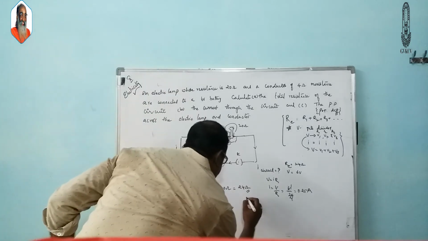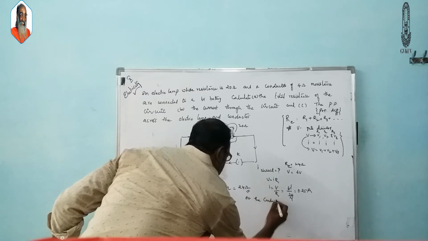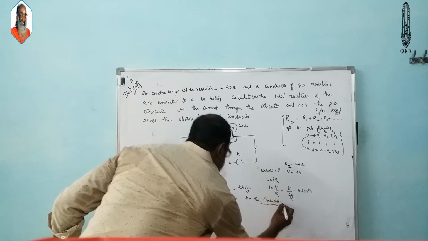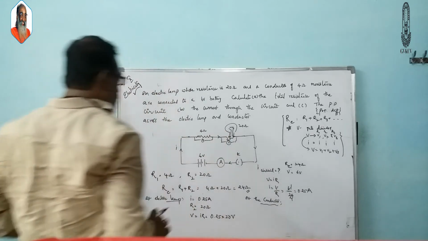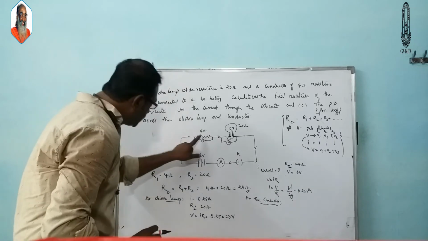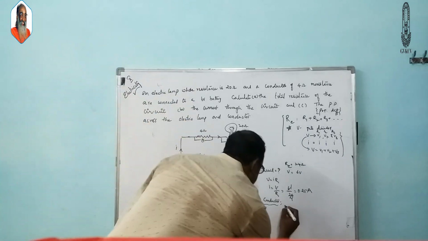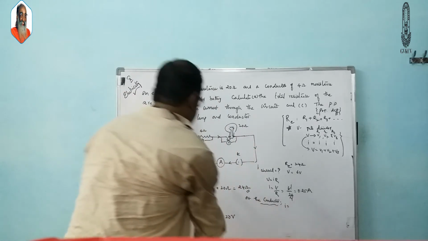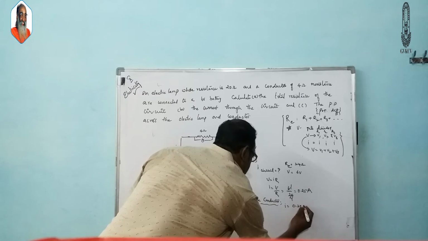So at the conductor, so just when I'm talking about this conductor alone here, we have to consider the resistance here and the current through this conductor. So now what is the current? Current remains same throughout the circuit. So your I is equal to 0.25 ampere.